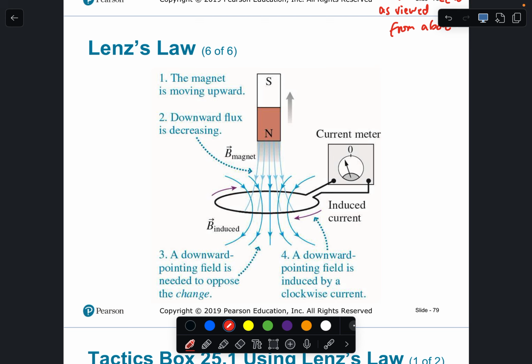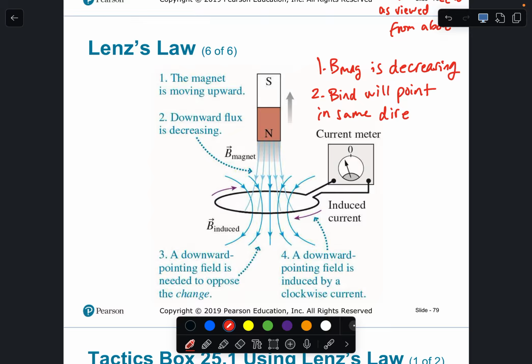So here's an example of an upward moving magnet. The strong magnetic field near the pole is moving away. So B magnet is going to get smaller, right? B magnet is decreasing. So that means that B induced will point in the same direction as B to oppose the decrease, right? We're going to stop the bleeding and put more blood in the way. We're going to stop the reduction by adding more B field.